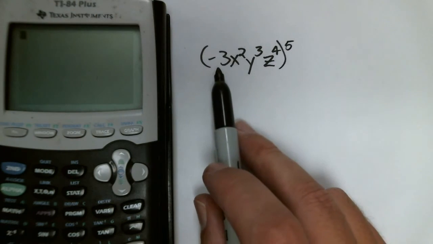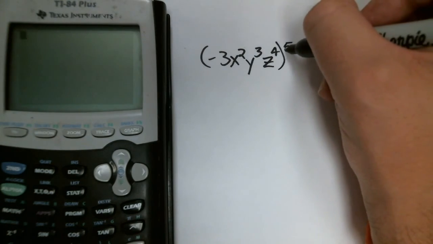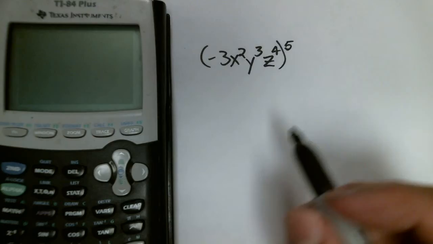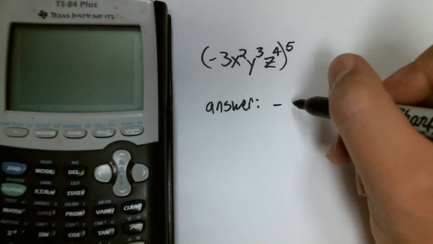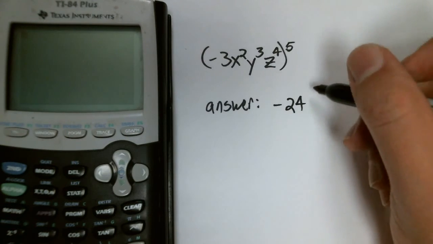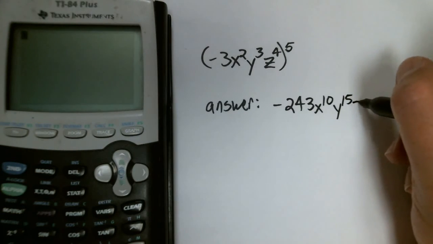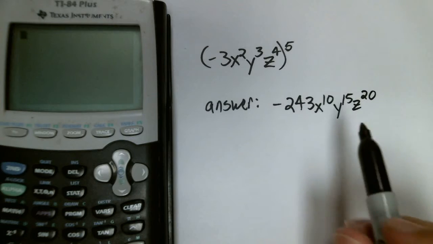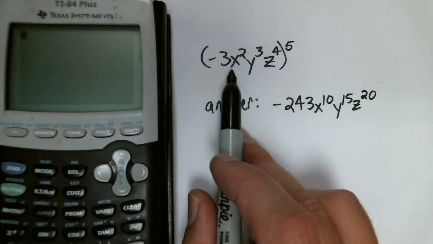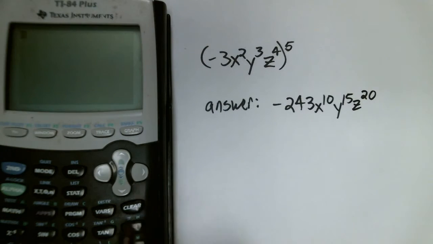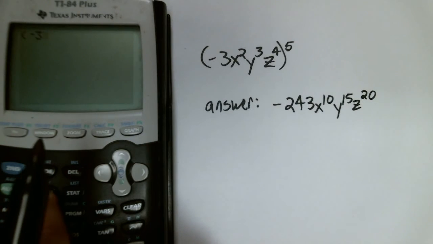So let's say I got negative 3 x squared, y to the third, z to the fourth, all raised to the fifth power. That's a 5. I'm not going to go through and simplify this, but let's just say that we think the simplified answer is negative 243, x to the 10th, y to the 15, z to the 20. Let's say that's what we're going to circle on our test and our quiz. Okay, I'm going to type in exactly what I see here on the calculator. I'm going to literally type in the parentheses, and I'm going to use the negative. That's a negative 3. I don't need to press alpha x. There's an x button.